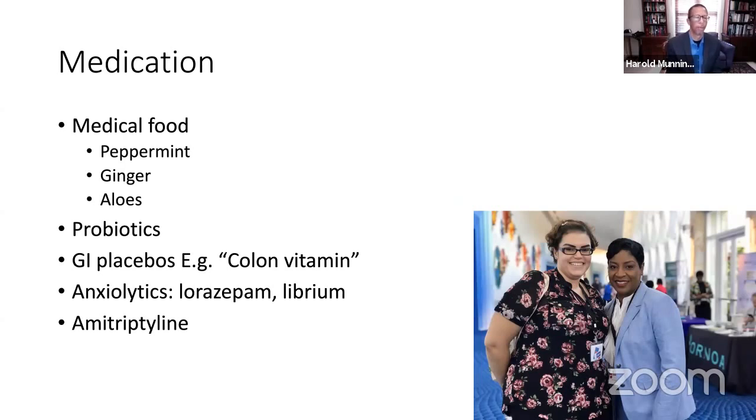Medications. Well, I prescribe medical foods. Peppermint, ginger, and aloe have been around for well over 100 years, and they work. And there are now proprietary preparations that have peppermint, things like FD-God and Colo, I forget the name of the other things. Ginger, you can make it as a tea. Aloe, you grow in the backyard. These are all effective, especially for persons with postprandial dyspepsia syndrome.